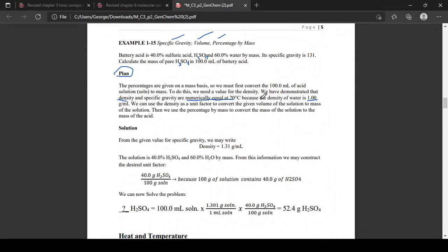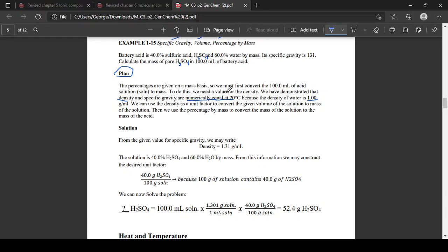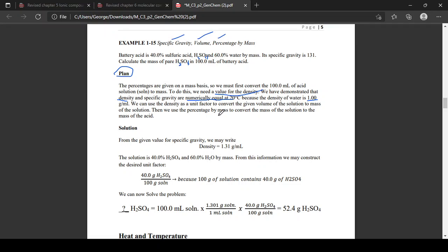Next, we can use the density as a unit factor and then convert the given volume of the solution to mass of the solution. Then we use the percentage by mass to convert the mass of the solution to the mass of the acid. So again, ano natin brahon? Find the density. We need the value for the density. Naakilang na natin kids ang ating density. Because kids, ang ating density, man siyang gamitan natin to find the volume of your substance, and that substance is needed to find the percentage by mass of your solution to find the mass of your acid.